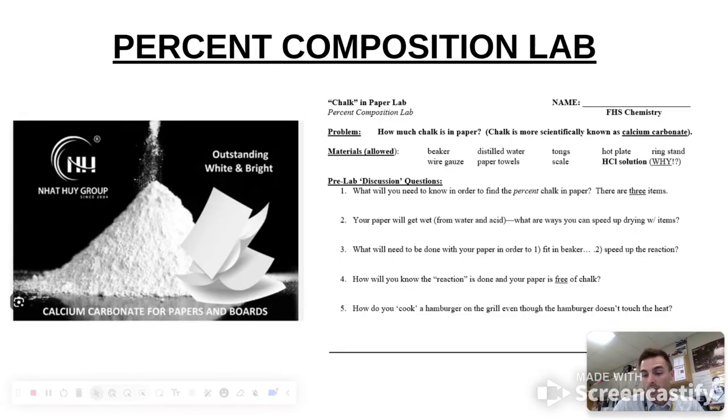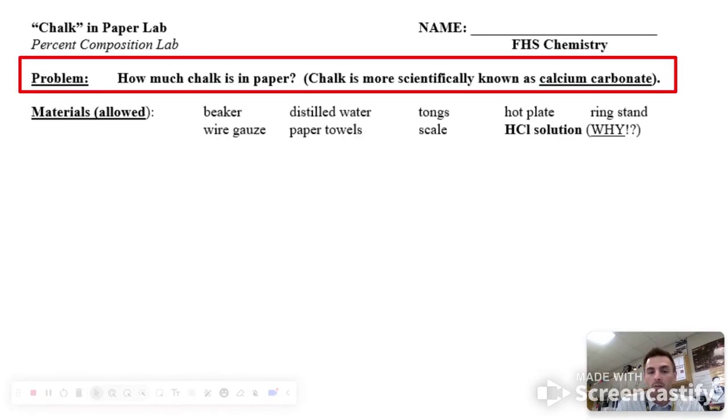So what we're going to do is start introducing some chemical reactions, and then we'll practice some moles calculations as far as getting the amount of chalk in paper. So that is really what we're going to be doing in this lab, is figuring out how much chalk is in paper. Now, specifically speaking, chalk, like it says right up here, is known as calcium carbonate. Okay, so that's a formula you'll see in a minute here.